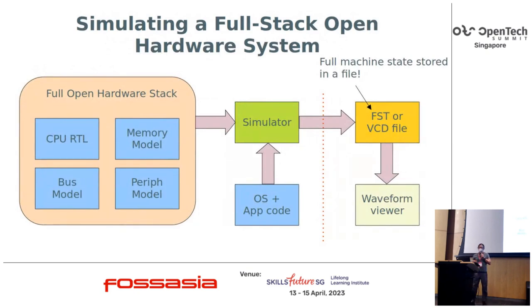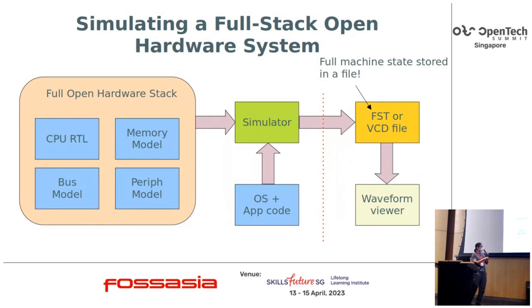So the solution that I've been working with to try and get around this is simulating a full stack open hardware system. So when I say full stack, I mean not just the CPU, but I'm talking about the memory model, the bus model, the peripherals, everything, right? So from the reset vector onwards, we're able to get basically a cycle accurate overview of all the overhead incurred in the system. All this gets bundled together and thrown into this magic box called a simulator.